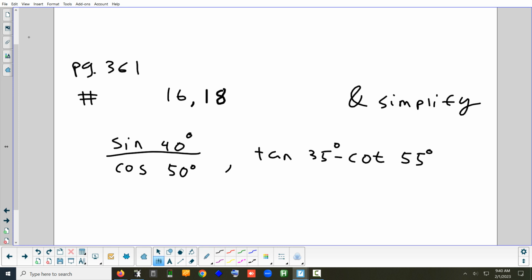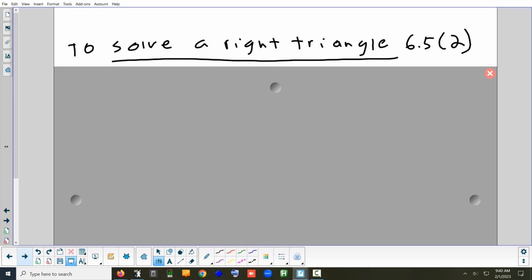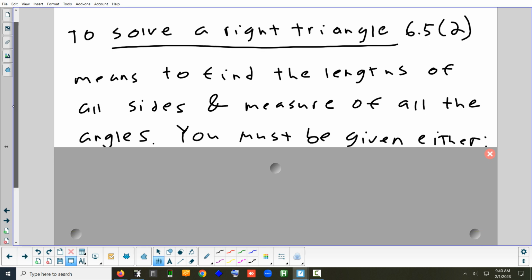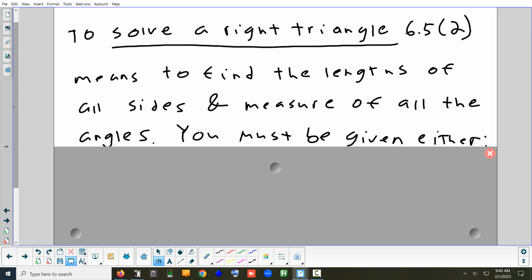That's part 2. And when you want to find out how big all the angles are, and you want to find out how long all the sides are, that is called solving the triangle. Now, I can't just give you a blank triangle and say solve it. I have to give you some information to start.